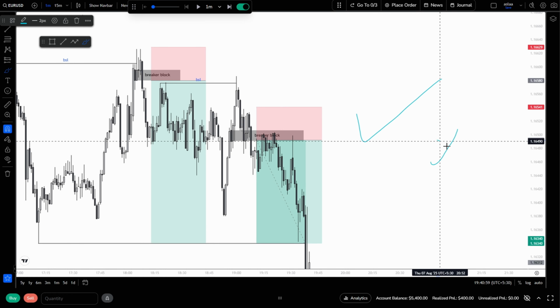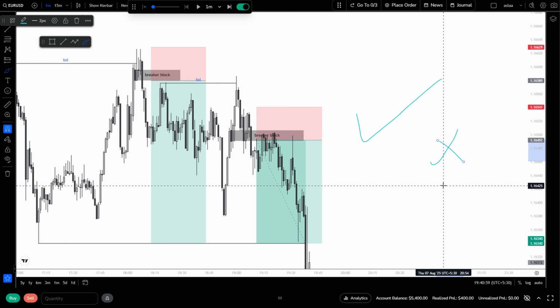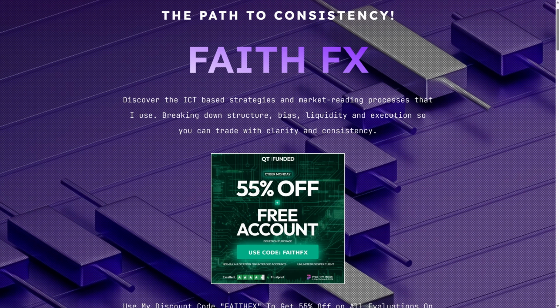Breaker blocks are not complicated. They just give you clean levels to work with when the market shows clear intent. So this is how breaker blocks work in real market conditions. There is nothing special or complicated about them. A breaker block is simply an order block that fails and flips its role.